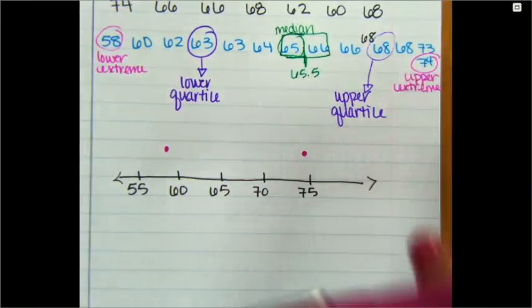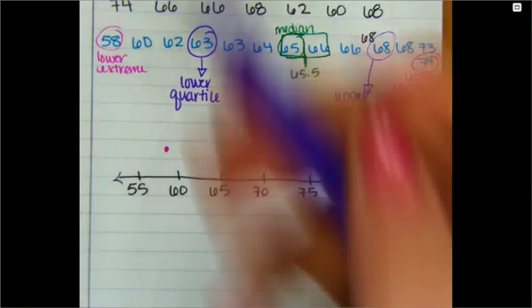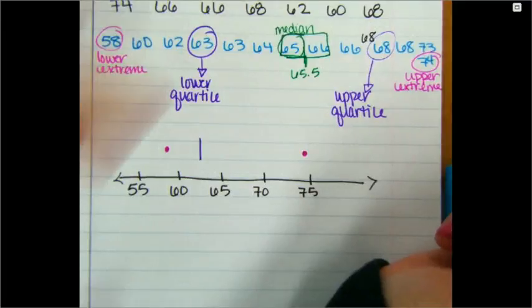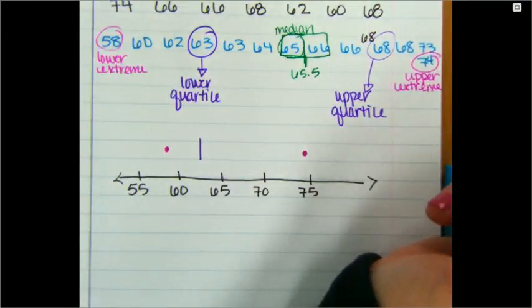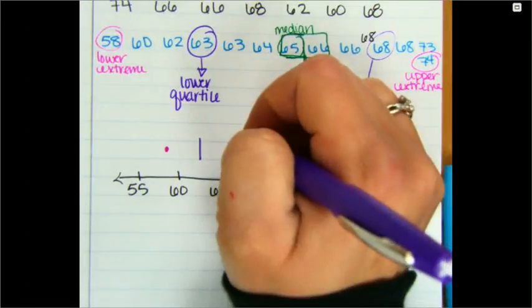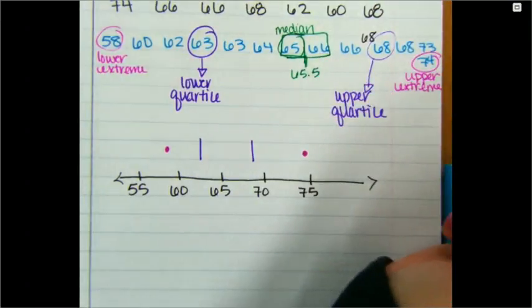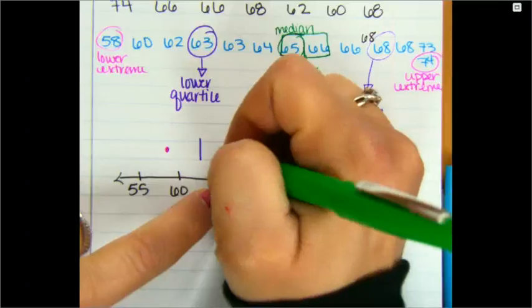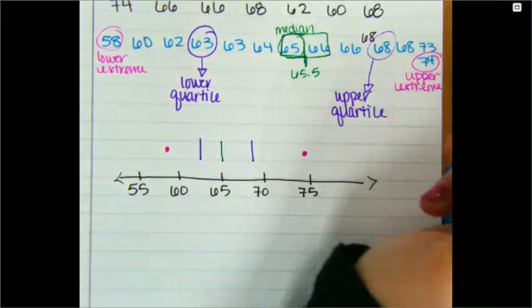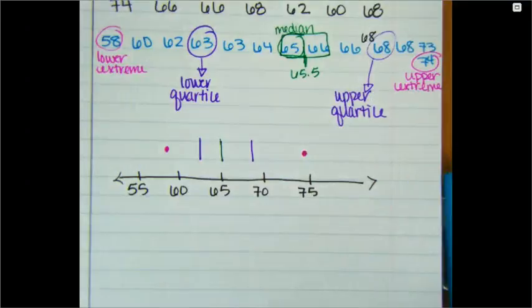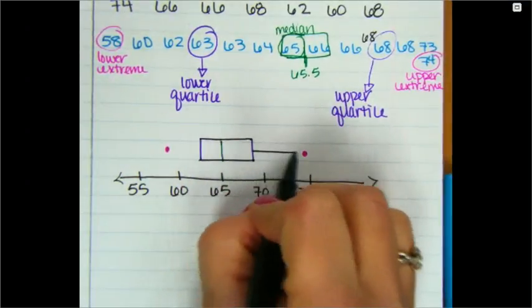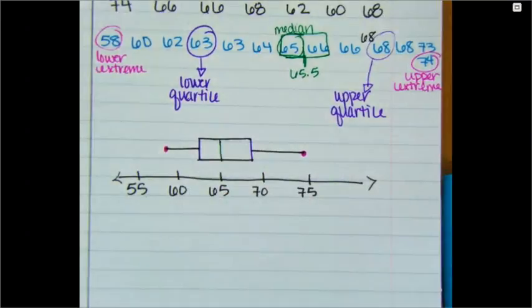We have our lower quartile at what? 63. 63 is right about the middle, so it should be a line there. Got it? Upper quartile is where? 68, so there should be a line right about there. Make sense? And your last line is your what? Median, which is 65.5, which is pretty much right at 65. I did different colors so you can see it. Draw your box. Draw your whisker. And you're done.